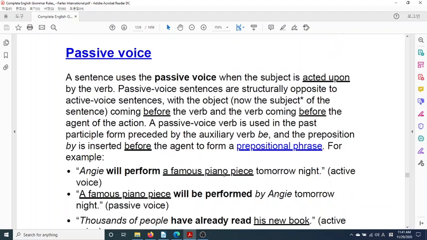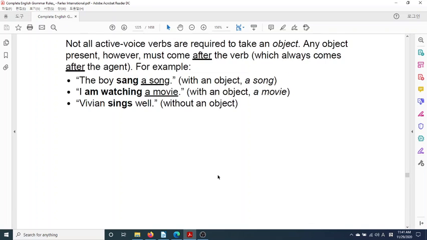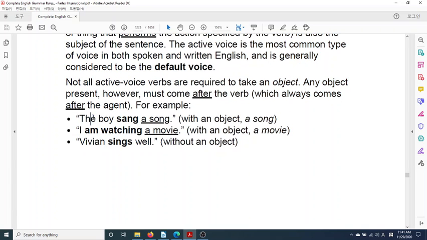So let's look at the example of active voice again. The boy sang a song. Can you just say, sang a song? Is that an English sentence? Well, no, there's no subject. If there's no subject, it is not a sentence.